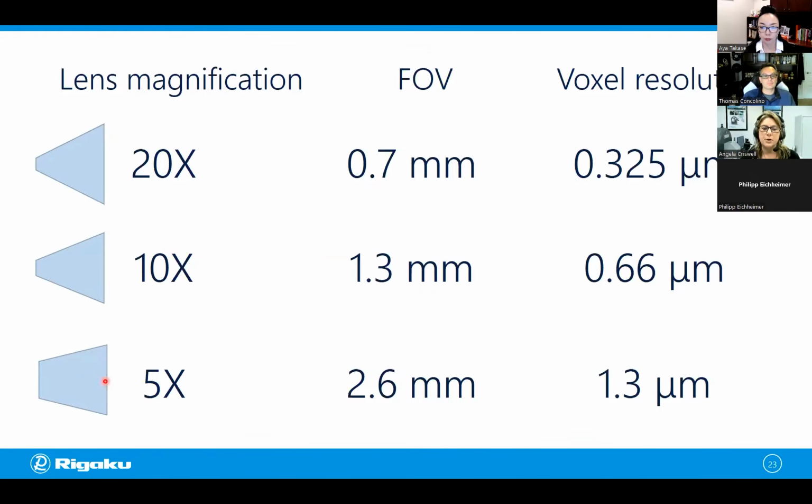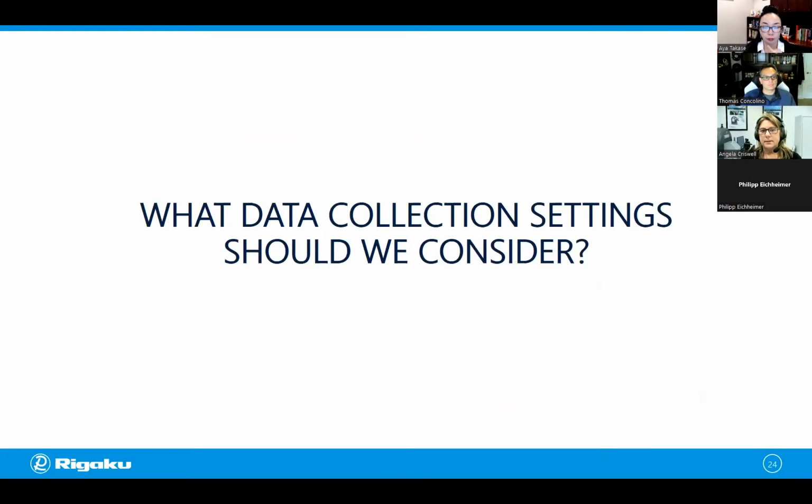Now, another thing you'll notice, and of course you'll recognize if you've watched our past workshops and webinars, is that as you change the magnification, you get smaller voxel size as well as smaller field of view. So we're going to have a 2.6 millimeter field of view for our synthetic air media fibers and 1.3 micron voxel resolution. So that's not where we stop, right? We need to consider other things in addition to just the X-ray energy and lens that we need to use.